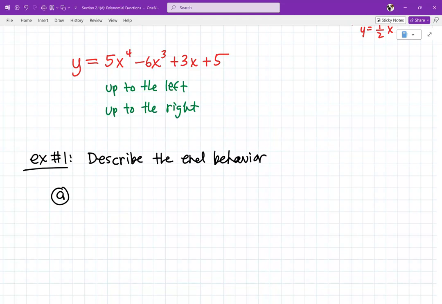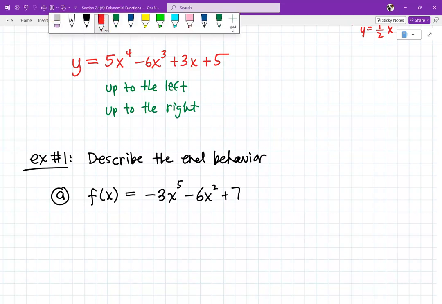What if they give you one that looks like this? They say, okay, f of x is equal to negative 3x to the 5th minus 6x squared plus 7. And I want you to tell me what happens on the left side and on the right side. So all you have to do is look for the highest power. Sometimes it's not in the very front. Sometimes the highest power is in the very back. So look for the highest power. The highest power is a 5. That makes it odd.